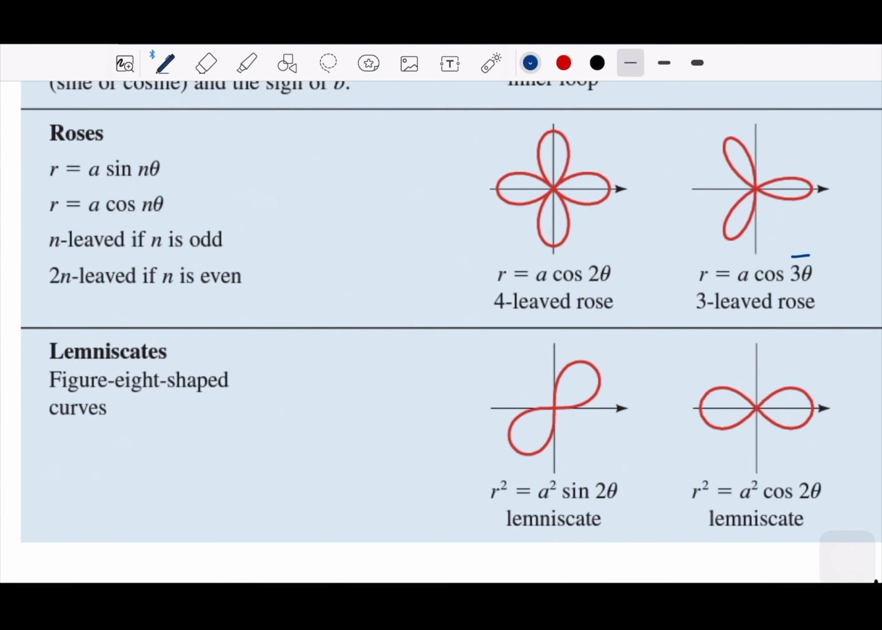I haven't told you more about this, but it is as simple as when we have r squared equal to a squared, and we can identify a squared from the equation, and it has this 2 theta. It can be sine or cosine. When we have sine, we have this kind of shape, and cosine has this infinity symbol shape, if you'd like to imagine or visualize.